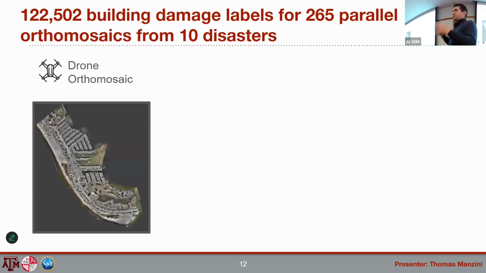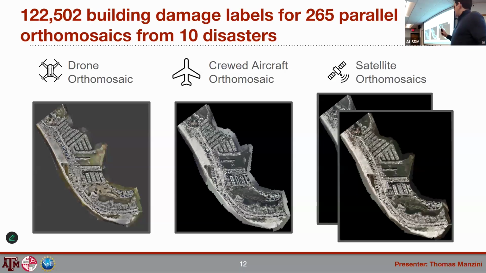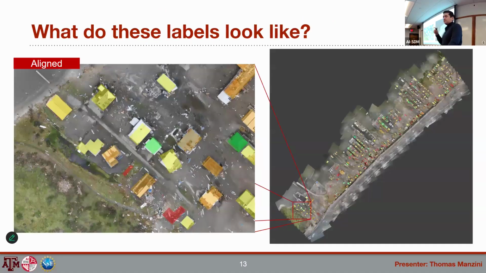Here is an example. We've got the drone orthomosaic that we presented last year with the CRASAR UDroids dataset. But we now have additionally the crewed aircraft imagery. In this case, this was a NOAA overflight of Fort Myers Beach following Hurricane Ian. Then we also have the satellite imagery, collected in this case from Maxar. So we have parallel data, and this means that we can zoom in, look at the imagery, and start to make judgments about it. This is an example of what the labels for building damage look like.